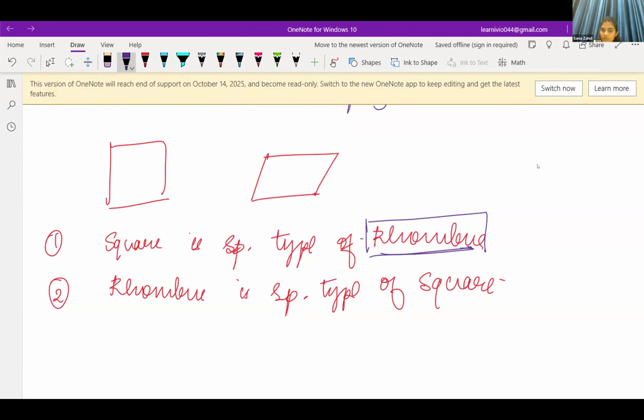Can you tell me any property of rhombus? All angles are not 90 degrees. No, that is not the property of rhombus. I never said all angles are not 90 degrees is a property of rhombus. I said all angles are 90 degrees is a property of square. Yes, Vidal? Ma'am, diagonals are perpendicular to each other. Okay, good. Diagonals are perpendicular to each other.